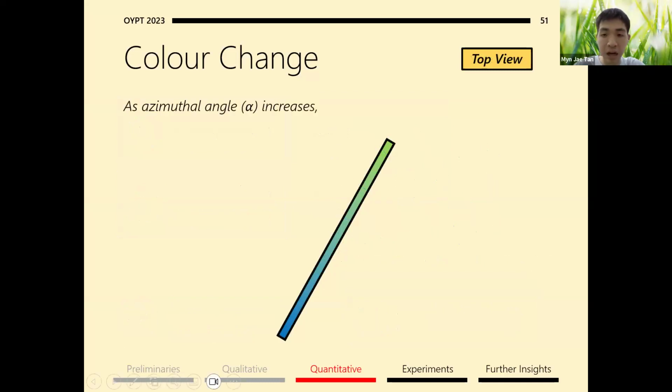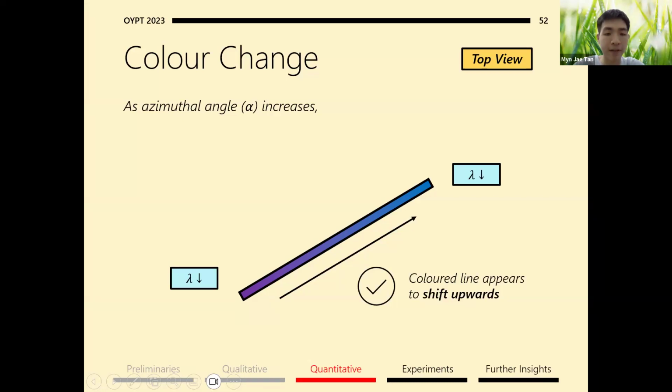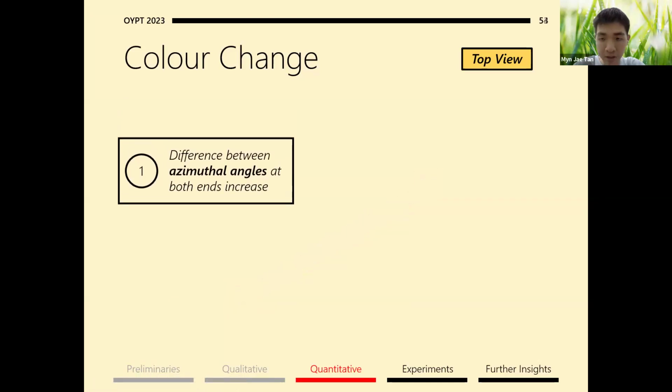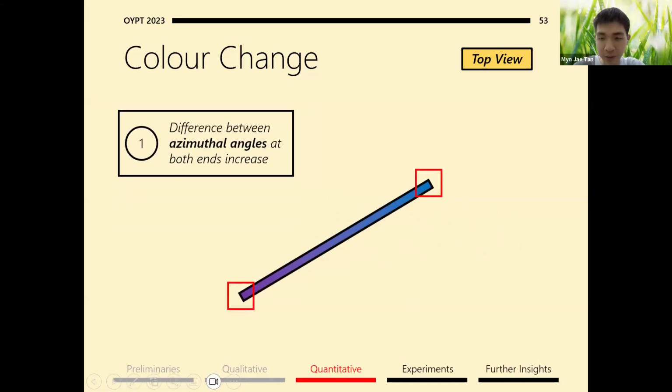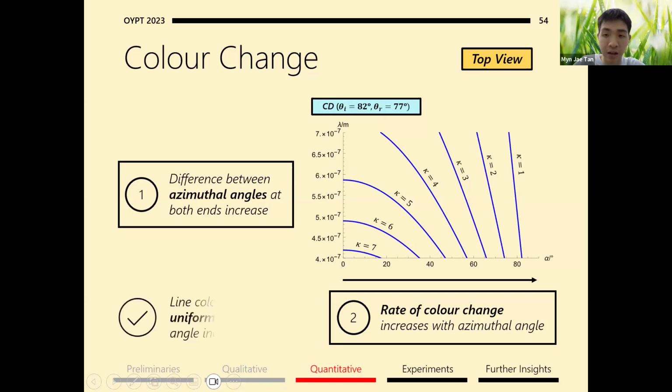And then next for the azimuthal angle, when we increase the azimuthal angle, the wavelength at both ends will also decrease. So this also causes the same effect of the colored line appearing to shift upwards. And also at both ends, the difference between the azimuthal angles should increase as we increase the overall azimuthal angle. From the graph we see that the rate of color change also increases with the azimuthal angle. So this causes the line color to become less uniform as the azimuthal angle increases.